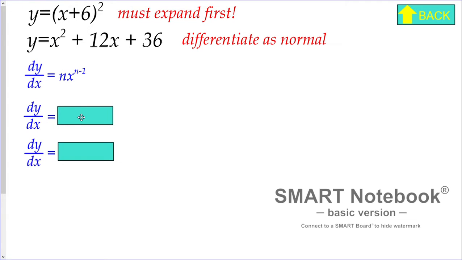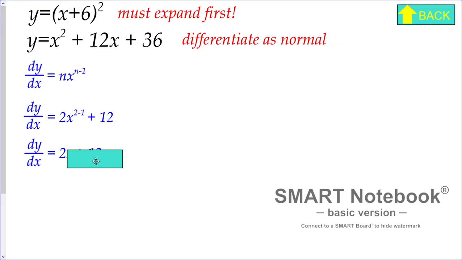For the first one, x squared, we get 2x to the power of 2 minus 1. We bring down the exponent and multiply, and then reduce the exponent by 1. For the next one, y equals 12x, just like before, it's the constant term in front. When we differentiate it, it always has a gradient of 12. Then we simplify, and we end up with 2x plus 12.